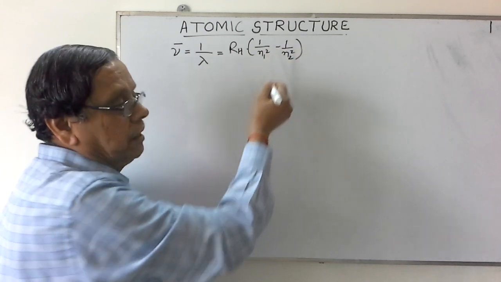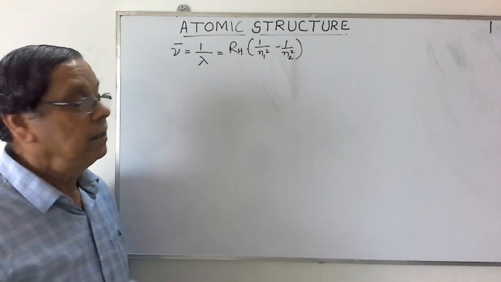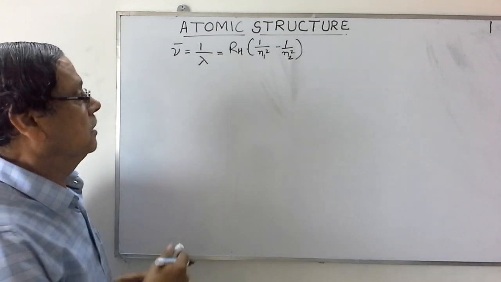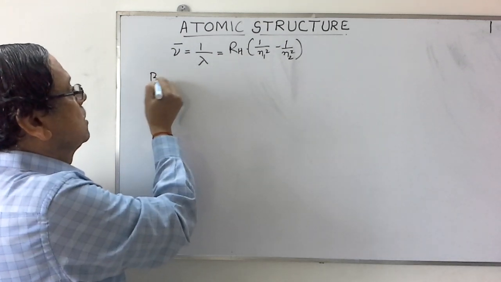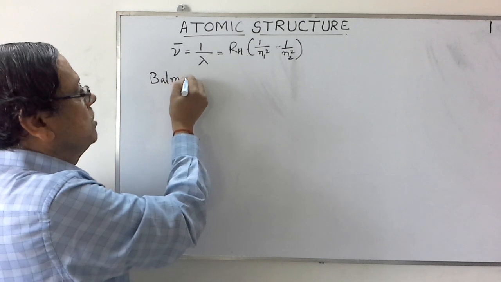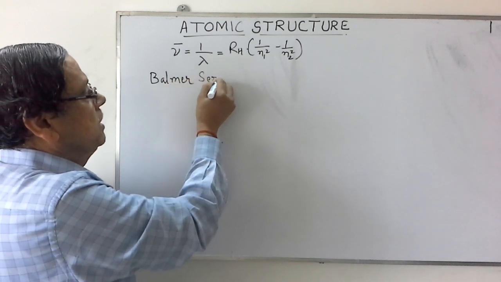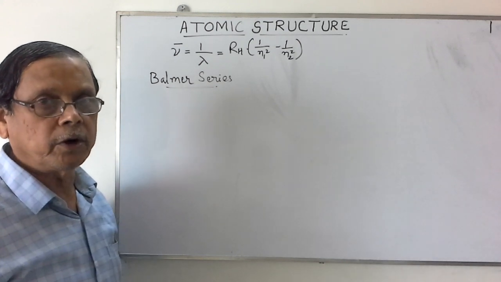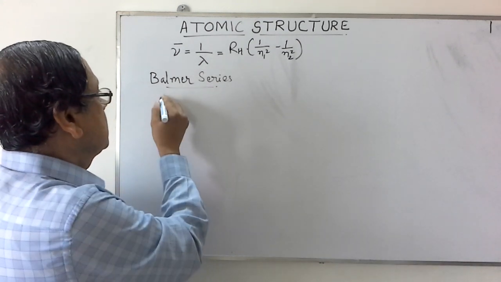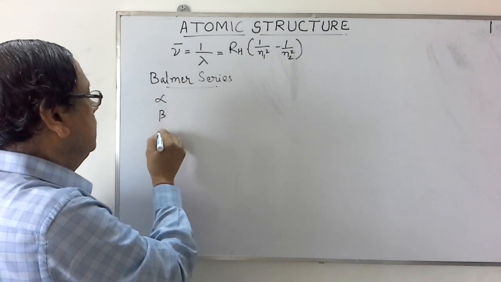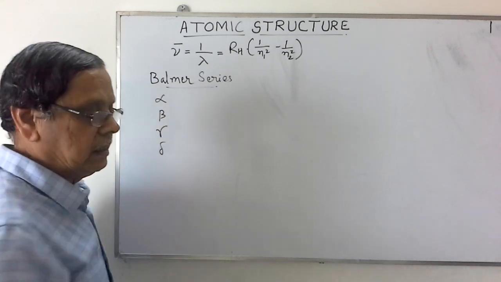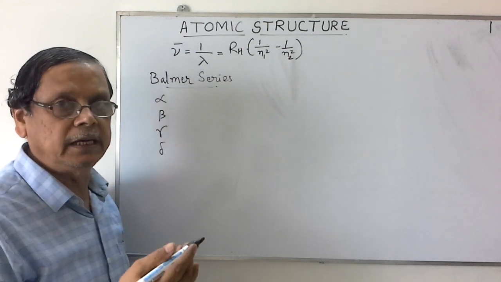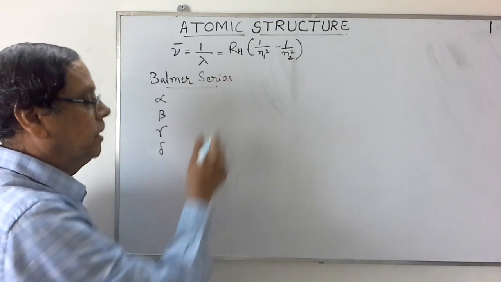So using this Rydberg equation, we can calculate the wavelength or wave number of any spectral line. In case of this Balmer series, which is available in the visible region, there are four important lines which are named as alpha, beta, gamma and delta lines. These are having specific wavelengths. We can calculate those wavelengths by using this Rydberg equation.